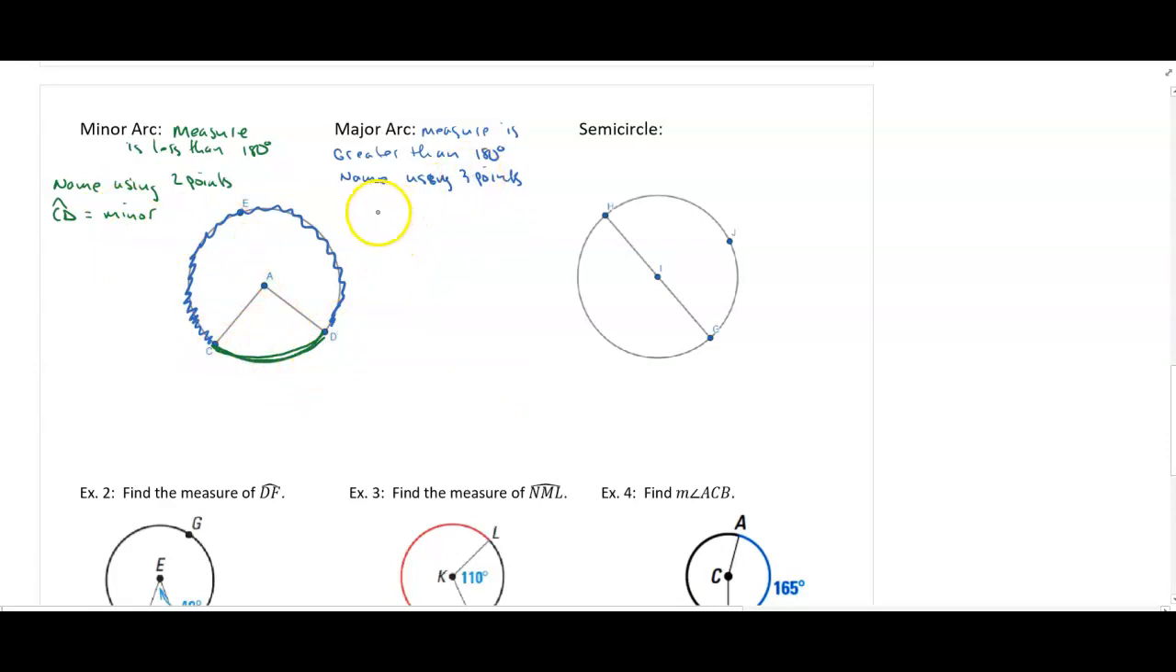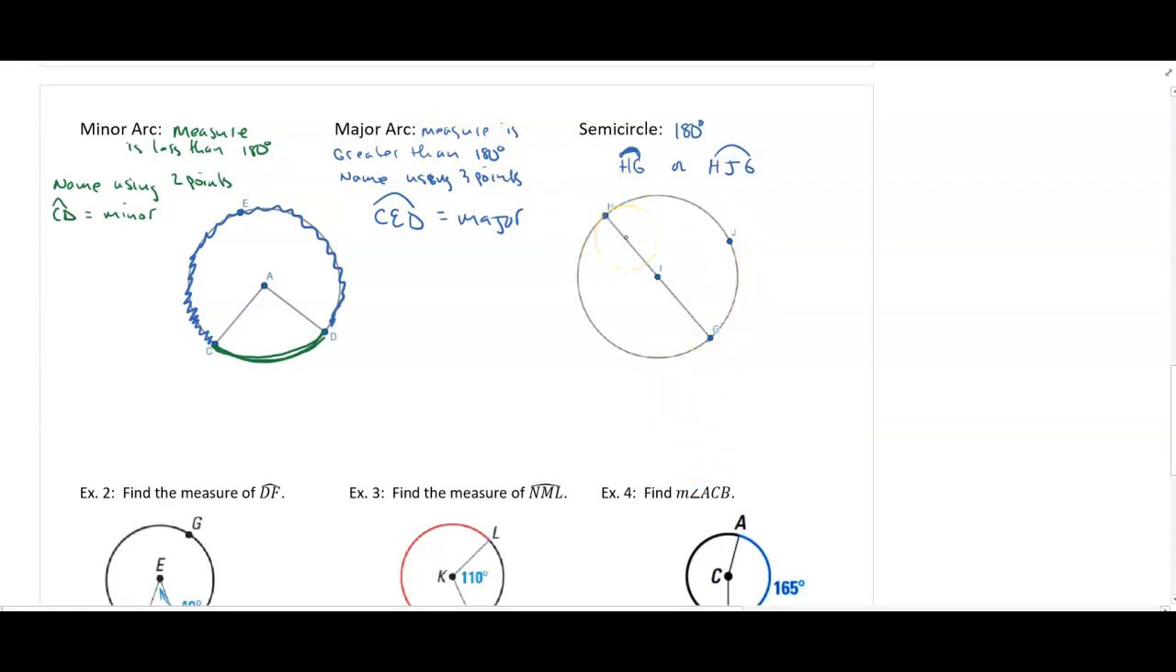Named using 3 points, such as arc CED, that tells me that that's a major arc, which means I'm going to go the far distance. Okay? And then a semicircle is basically 180 degrees. Now this you can name using 2 points, right? I can name this either arc HG or arc HJG. Okay? And the reason is no matter what, this ends up being the same arc either way.